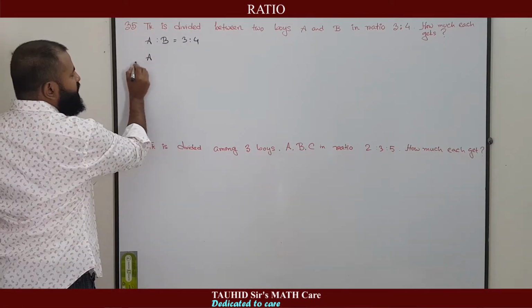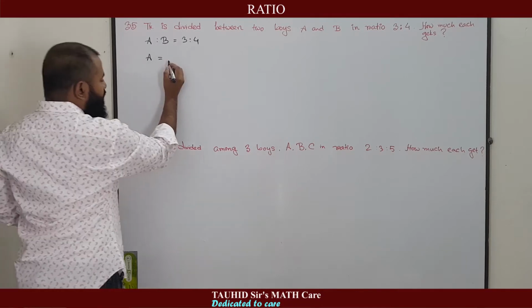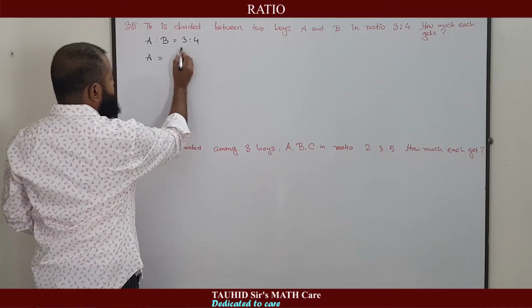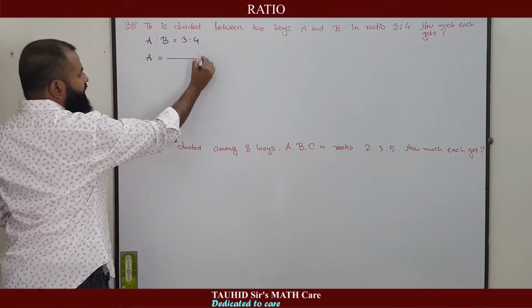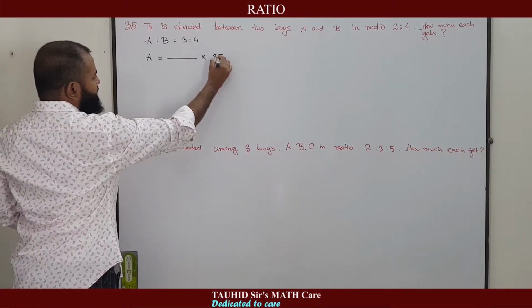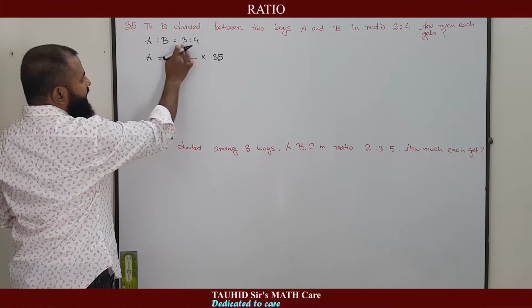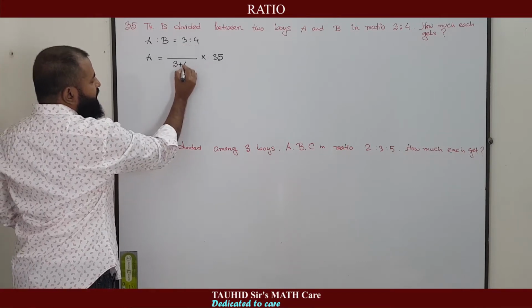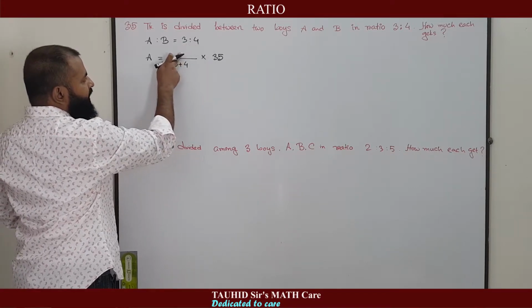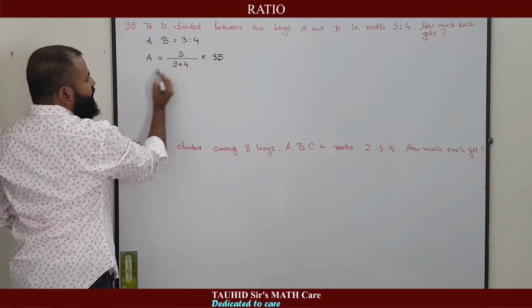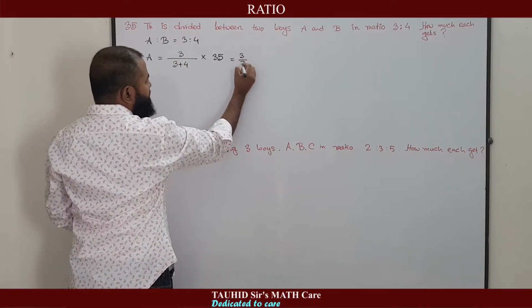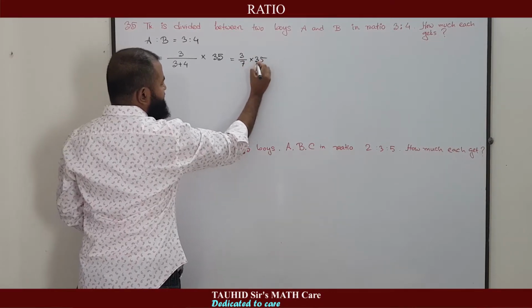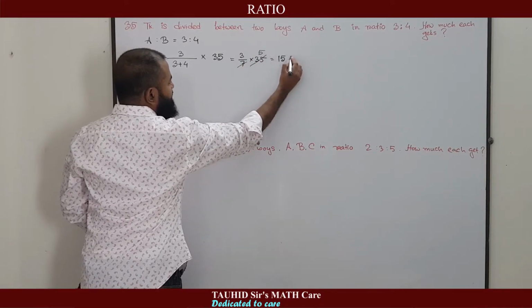The proportion of A, or the money A will receive, will be a fraction multiplied by the total money. In the denominator we will write the addition of the two ratios, and in the numerator we will write the proportion of A. That means A will get 3/7 into 35, that means 15 taka.